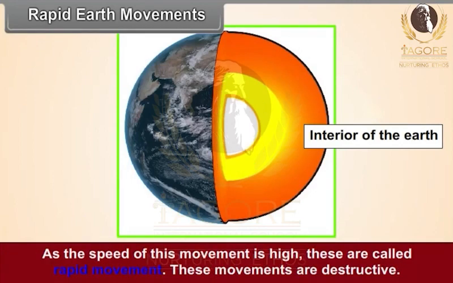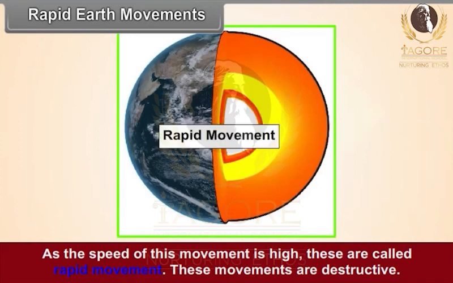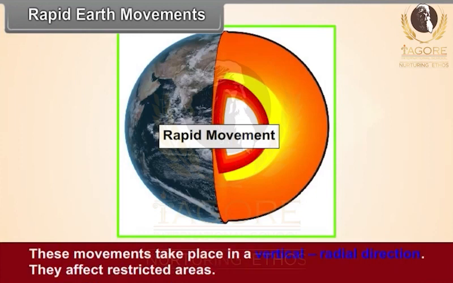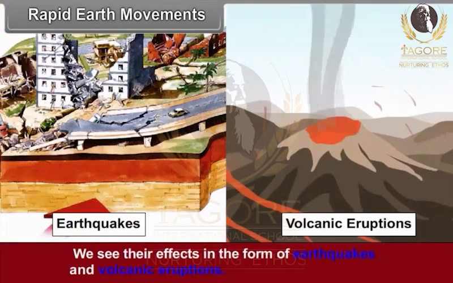As the speed of these movements is high, these are called rapid movements. These movements are destructive. These movements take place in a vertical radial direction. They affect restricted areas. We see their effects in the form of earthquakes and volcanic eruptions.